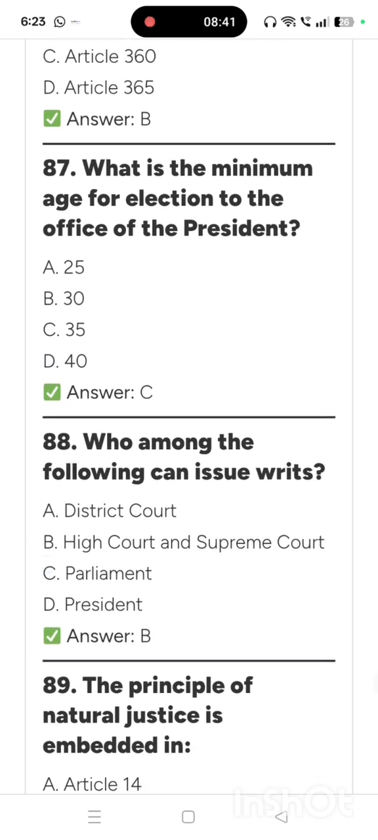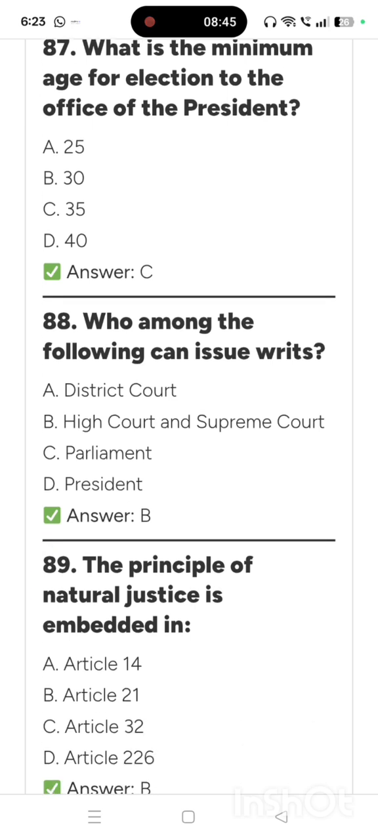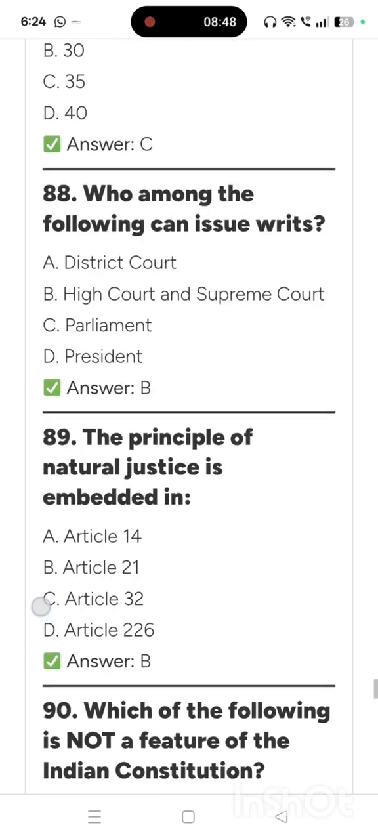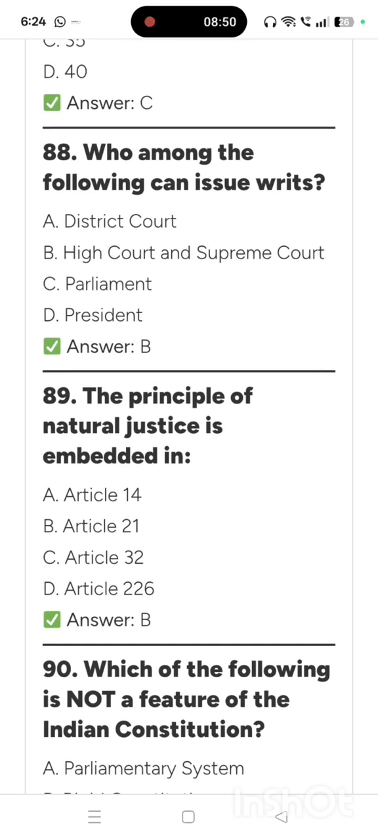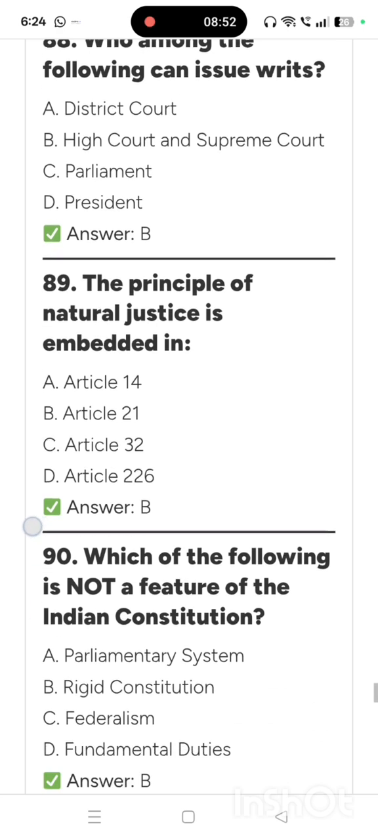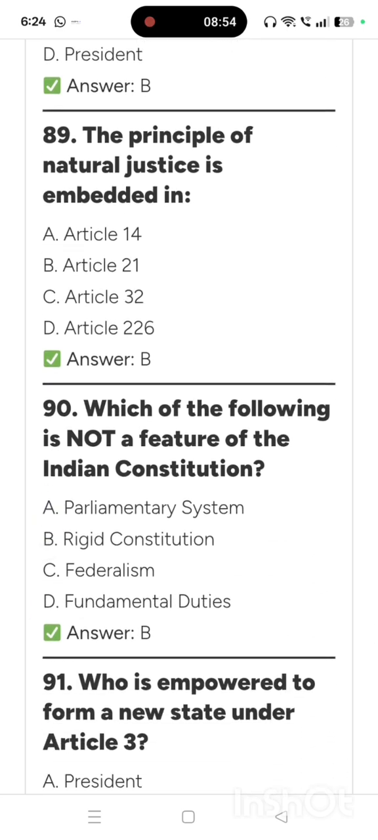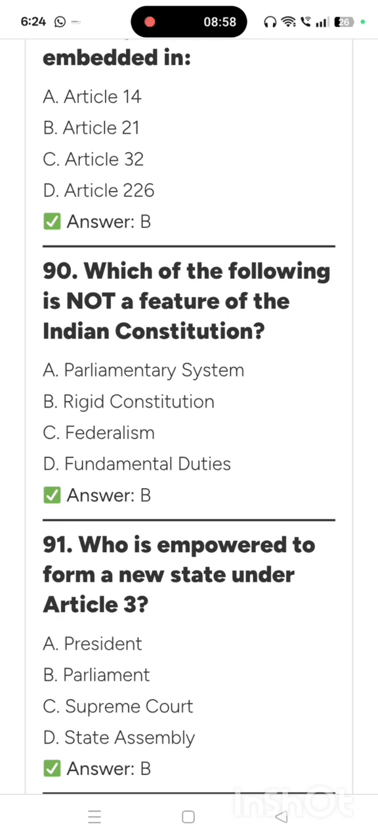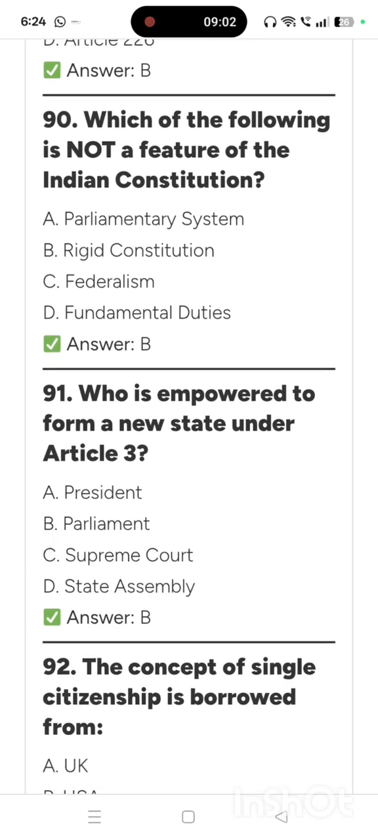What is the minimum age for election to the office of the President? That is age 35 years. Who among the following can issue writs? High Court and Supreme Court. The principle of natural justice is embedded in Article 21. Which of the following is not a feature of the Indian Constitution? That is the rigid Constitution.